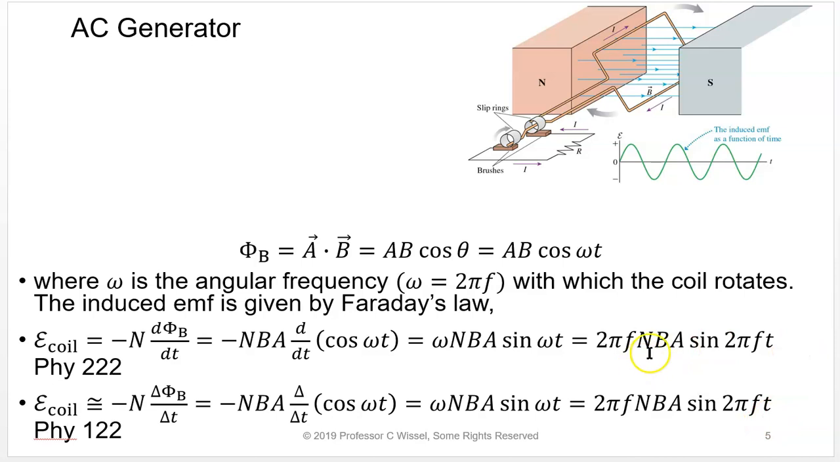Now in this formula, N is the number of turns in the coil, B is the strength of the magnetic field, A is the area of the coil. The frequency will be in hertz, that's how fast the coil is rotating, in cycles per second, hertz. And omega is the speed of the rotation in radians per second.